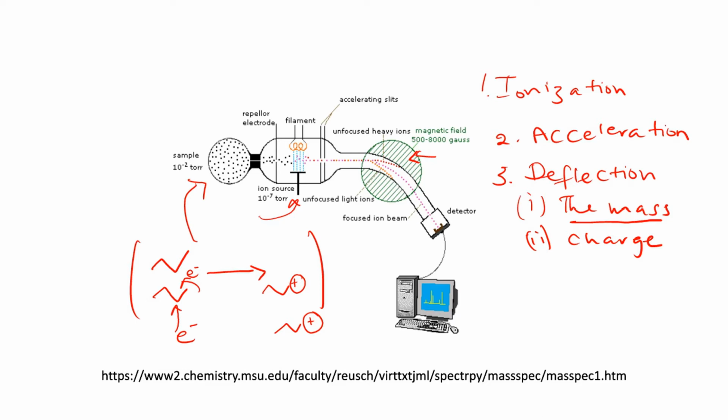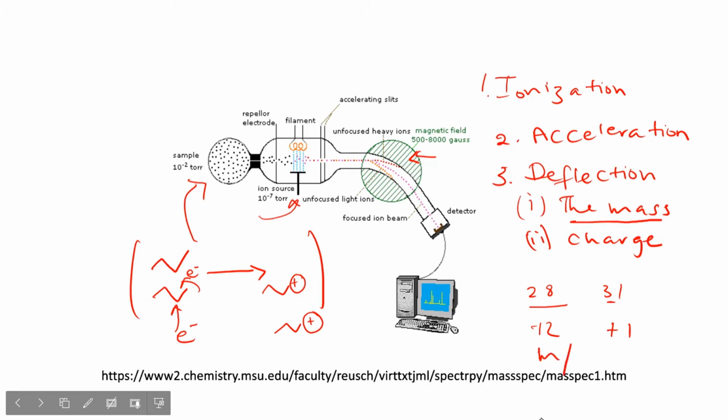So for instance, you have an ion with, let us say, a mass of 28. Now it's lighter. You have a mass of 31, that's heavier. This will deflect more than this, right? So the lighter one will deflect more than the heavier one. One with a +2 charge will deflect more than one with a +1 charge. Now these two factors combine to give you the mass charge ratio, and it's written something like this: mass charge ratio.